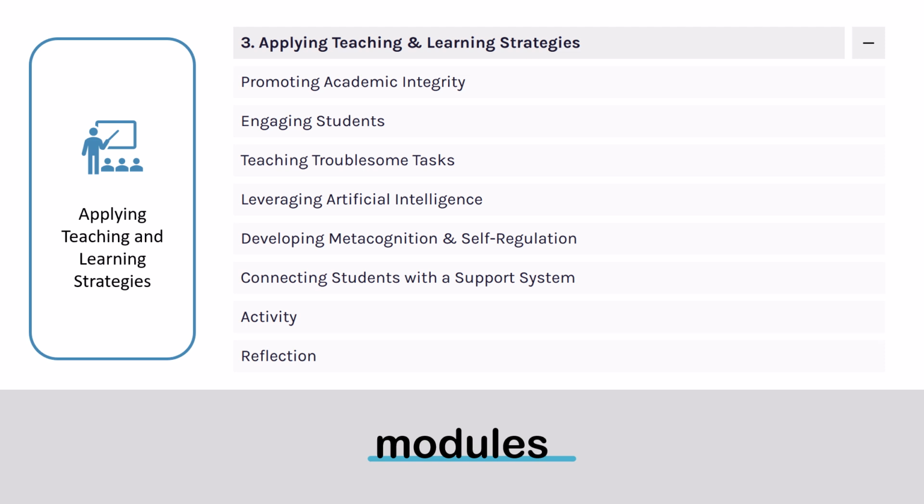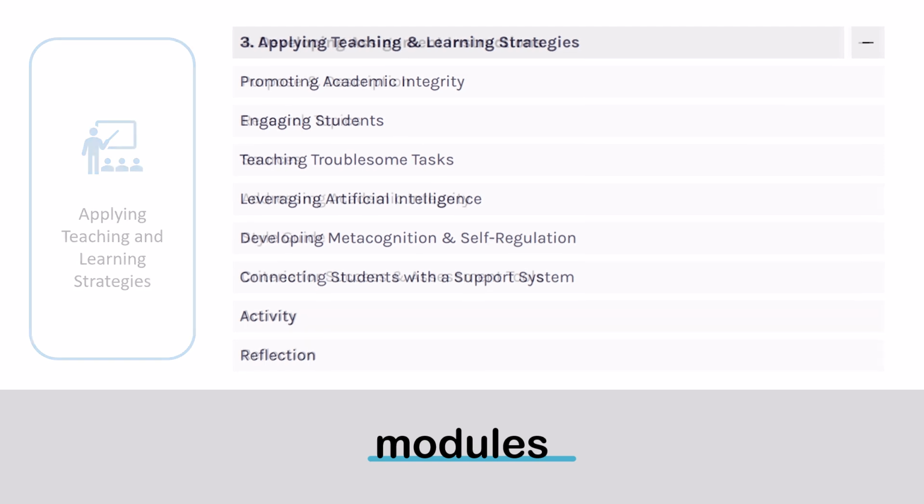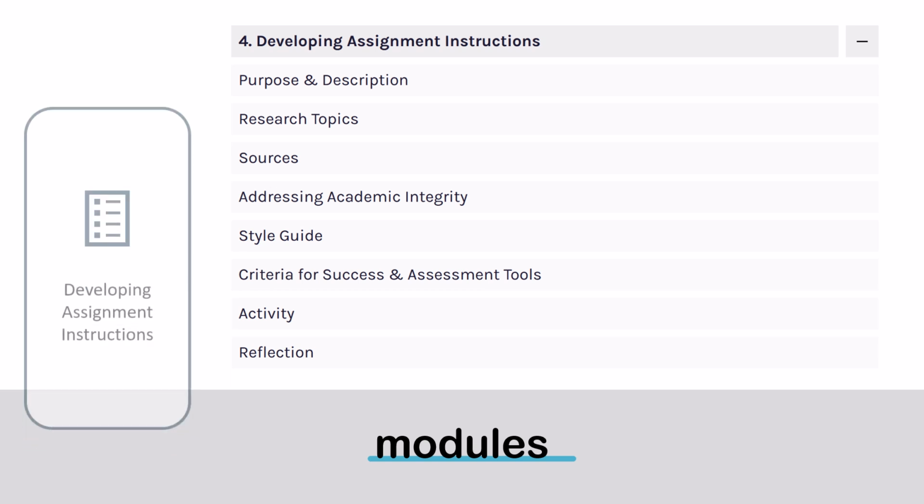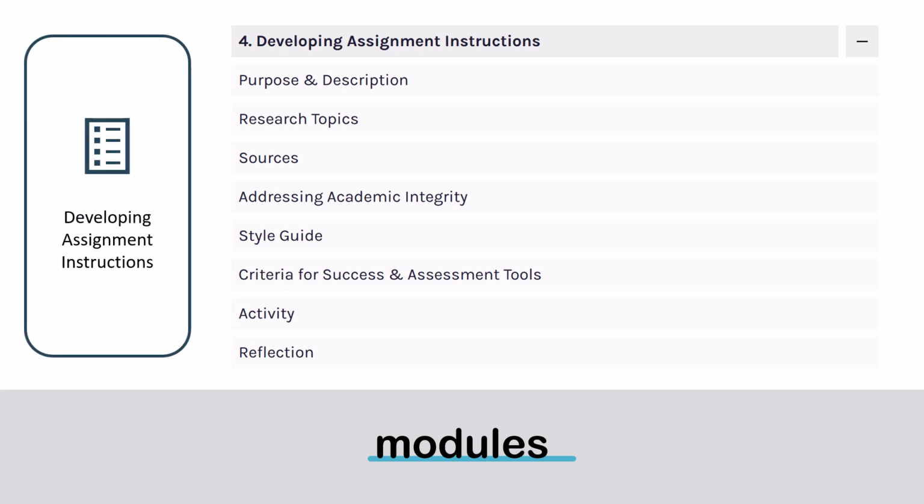Next, under applying teaching and learning strategies, I talk about some of the big issues that instructors will encounter and should plan for when designing their assignments, including academic integrity, engagement, troublesome tasks, and artificial intelligence. And then finally, under developing assignment instructions, I focus on each of the important aspects of the instructions, such as how to describe research topics, sources, etc.